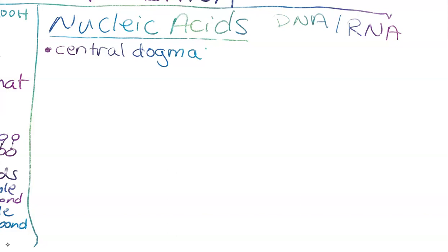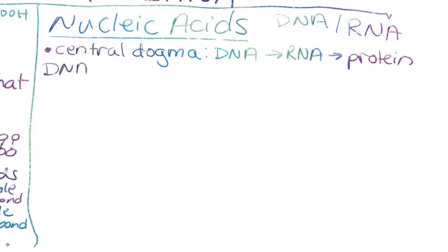And that is that DNA makes RNA, which makes protein, and proteins do, of course, everything. So let's start with DNA. Let's draw it. DNA, remember, is this nice double helix.